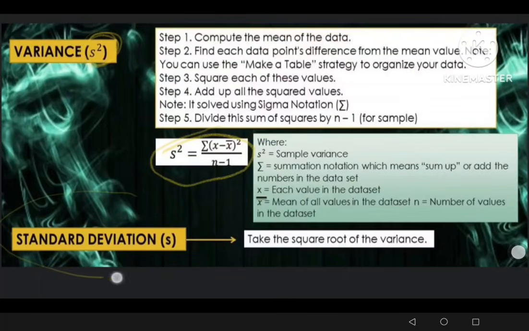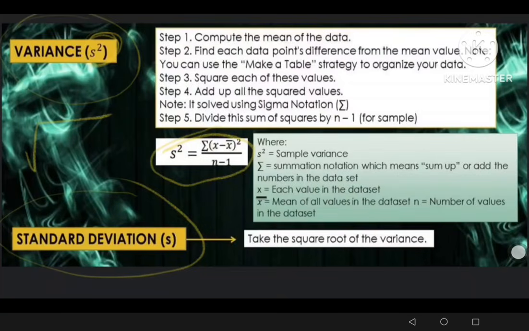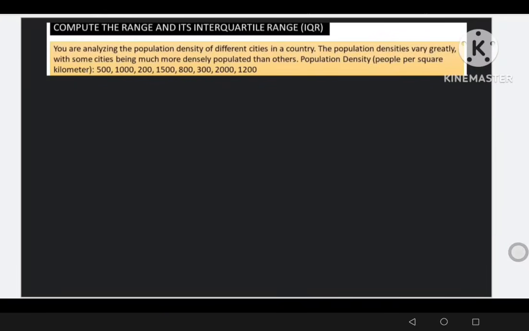And in finding the standard deviation, it's as easy as taking the square root of the variance. So once you have your variance, you're just going to take its square root. And that's our standard deviation. And S symbolizes our standard deviation.